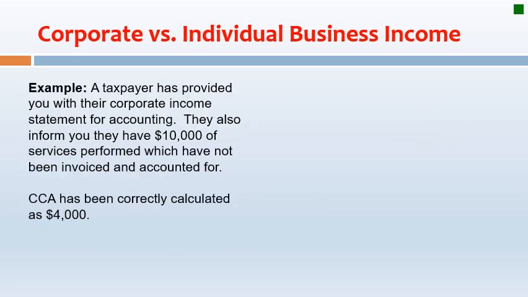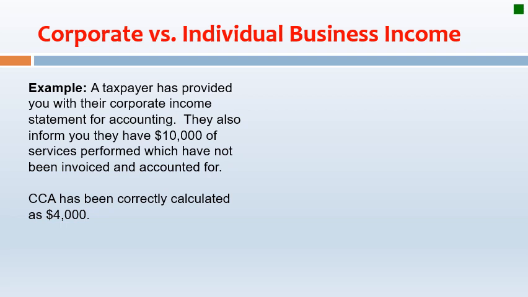Now we'll take a look at how a corporation would generally prepare their net business income statement for tax purposes. It's a little bit different than how an individual does it. So again, the corporation would complete a T2 tax return, and in specific, they would complete what's called a Schedule 1, where we start off with accounting income and then reconcile that to net income for tax purposes.